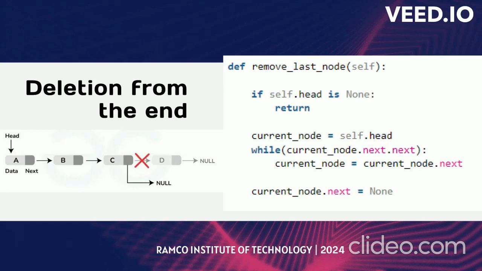Then the while loop will be executed again. Here it checks that the address part in D has a null value. So the loop terminates and comes out of the loop. Now the current node is pointing to C, so the address part in C will be replaced with None. So D will be delinked from the list.